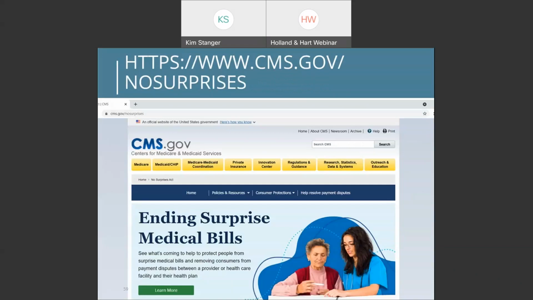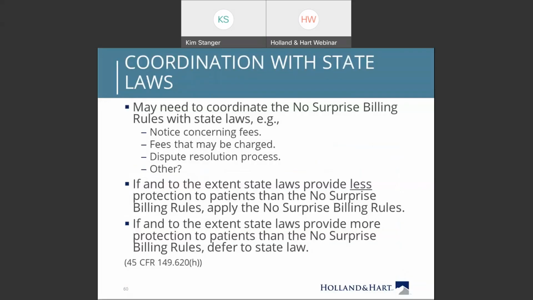The government has issued a new website for consumers that advises them of their rights under the no surprise billing rules. In addition, remember that for all of you who have state laws that may apply, you need to make sure that you are coordinating these new rules with those state laws. The net effect is basically if the state law provides greater protection to the patient than the no surprise billing rule does, then you have to comply with the state law. To the extent that the state law is less protective, then you have to comply with the no surprise billing rules.